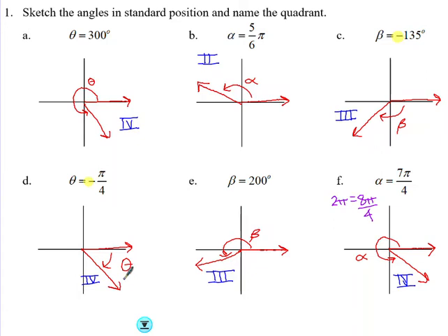Now, you might notice that theta in part D and alpha in part F look like they're in about the same position, and they are. These two are coterminal angles. Coterminal angles are angles that share the terminal side.